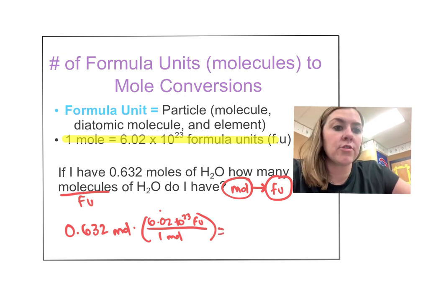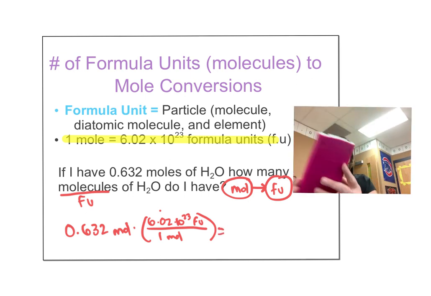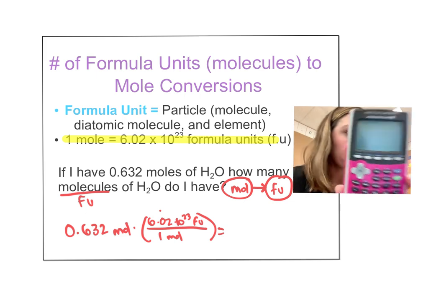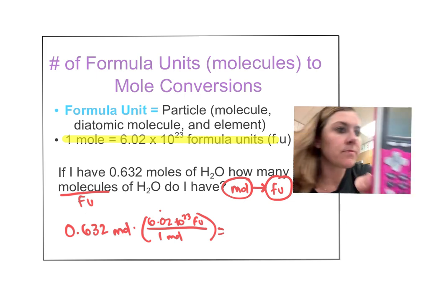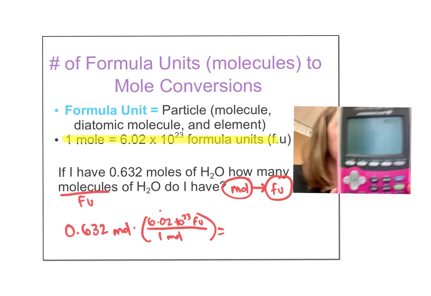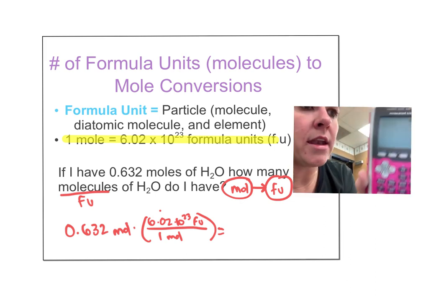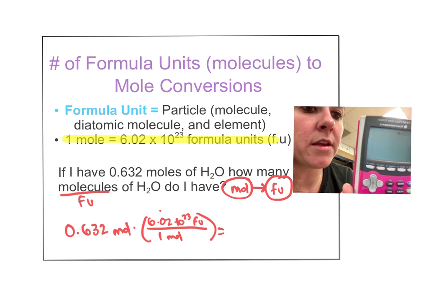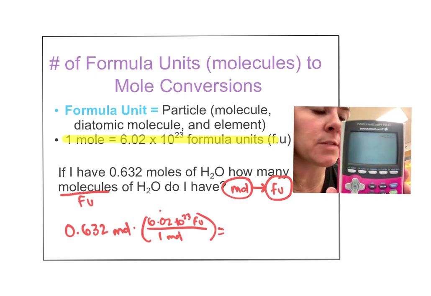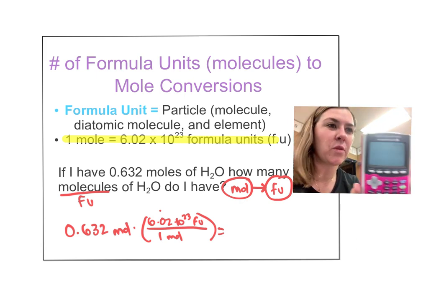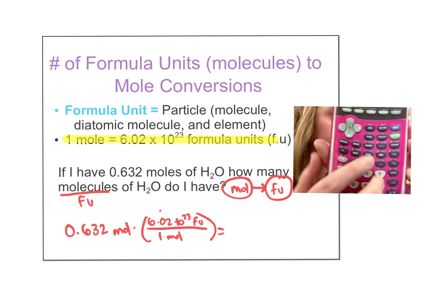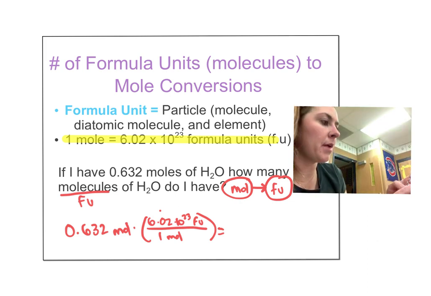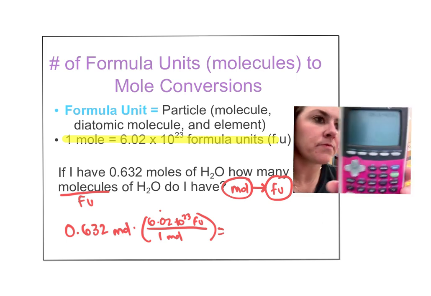Now, here's the tricky part. We got to put this in our calculator. What we're going to do is we are going to take 0.632, and I'm going to say times, and now I'm going to do my big number in scientific notation. That 6.02 times 10 to the 23rd is actually one number. Here's how I do it. I start by putting a parenthesis, and then I'm going to put 6.02.